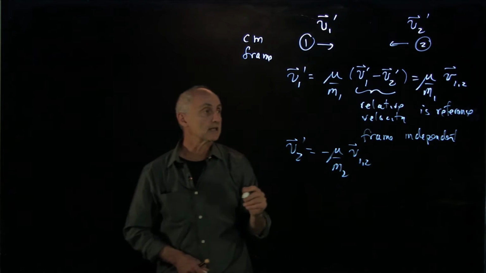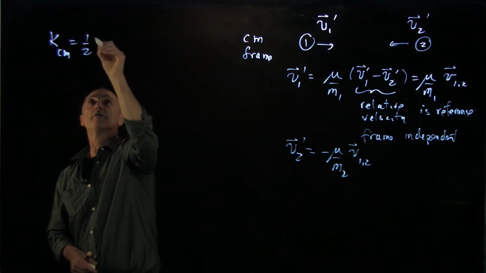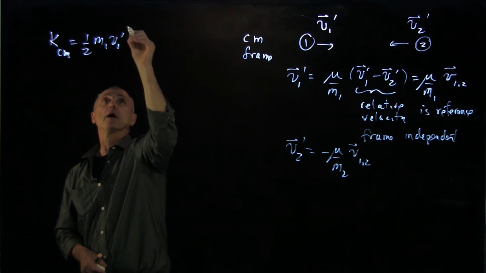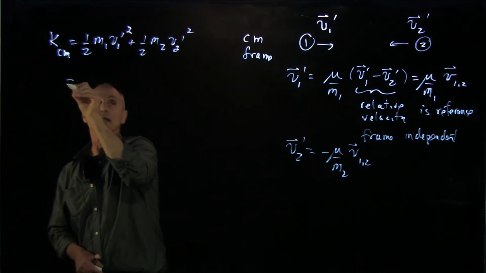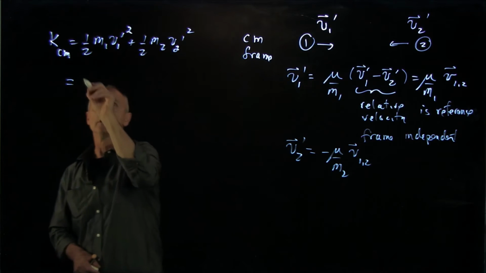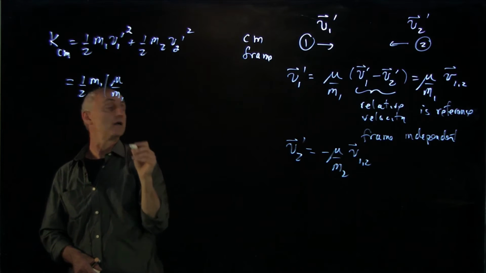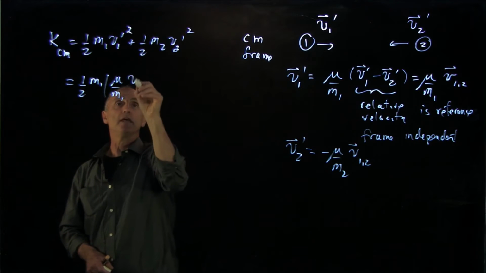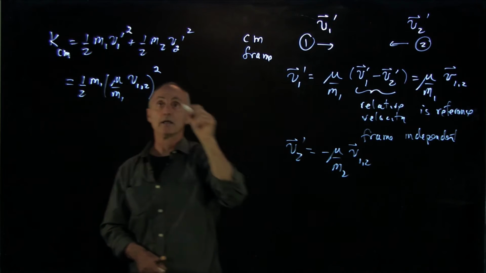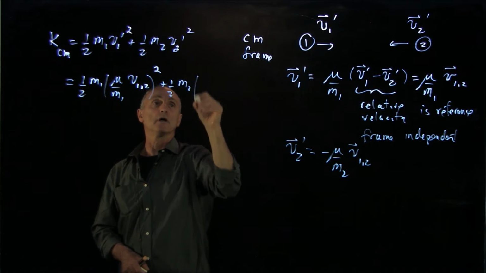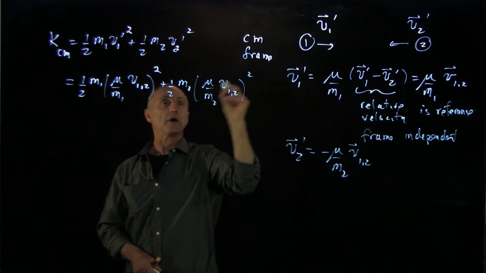So now let's calculate the kinetic energy in the center of mass frame. So Kcm is 1/2 m1 v1 prime squared plus 1/2 m2 v2 prime squared. Now let's use our results in terms of relative velocity. So we have 1/2 m1 mu over m1 times v12 squared, because we're squaring that, plus 1/2 m2 mu over m2 v12 squared. The minus sign doesn't matter anymore because we're squaring it.